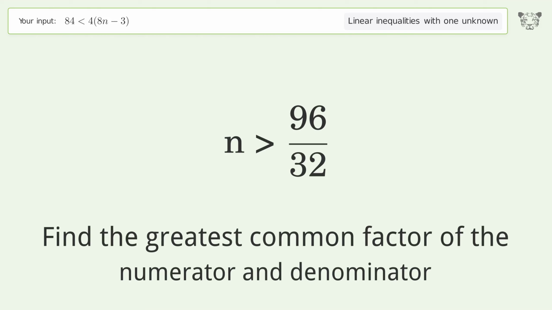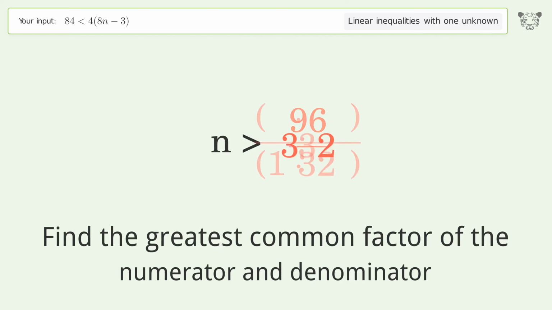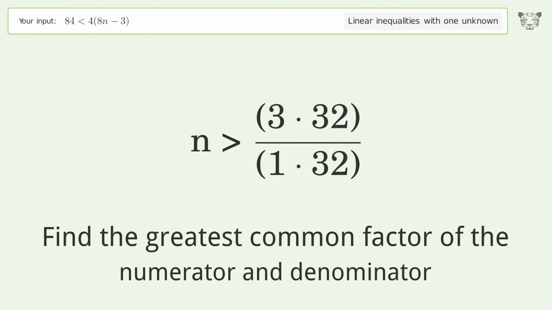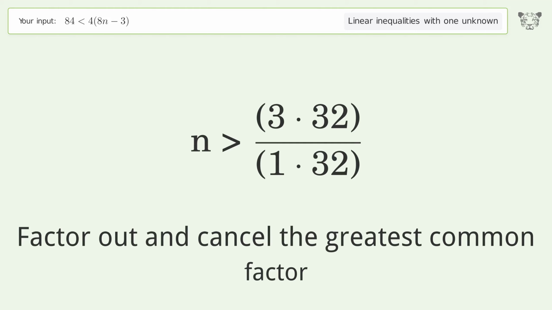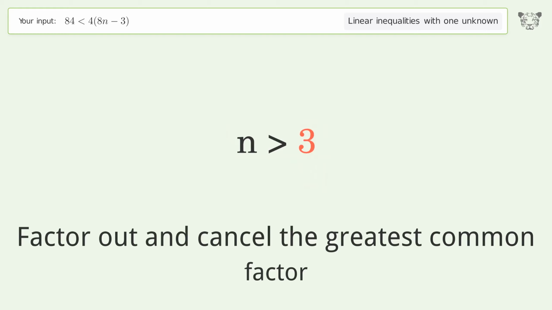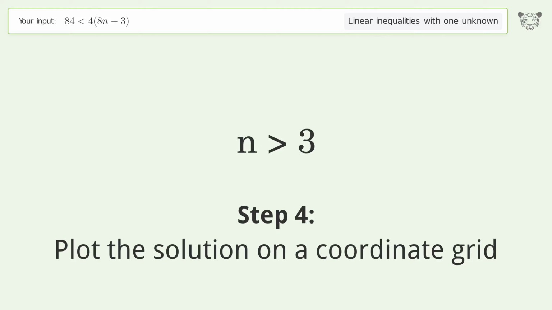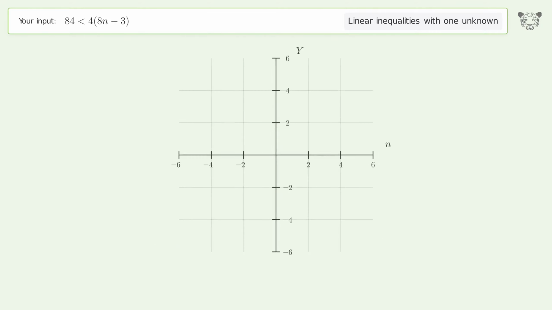Find the greatest common factor of the numerator and denominator. Factor out and cancel the greatest common factor. Plot the solution on a coordinate grid. And so the final result is n greater than 3.